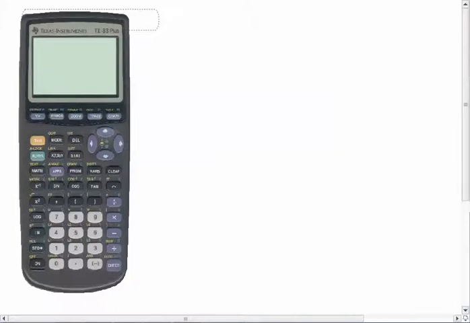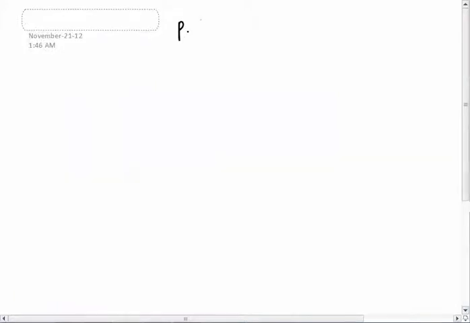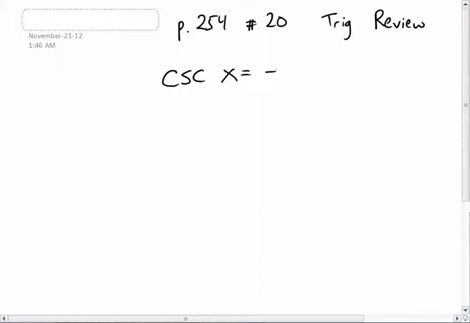Okay, here's the solution to page 254, question number 20 from your trig review. And the question is to solve for x, cosecant x equals negative 1.325.